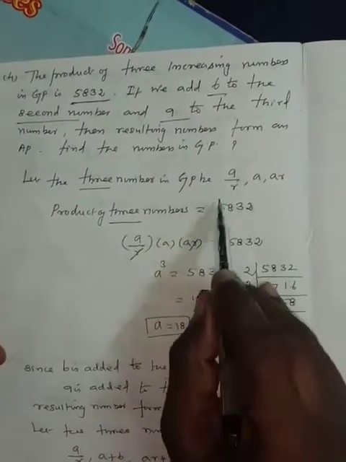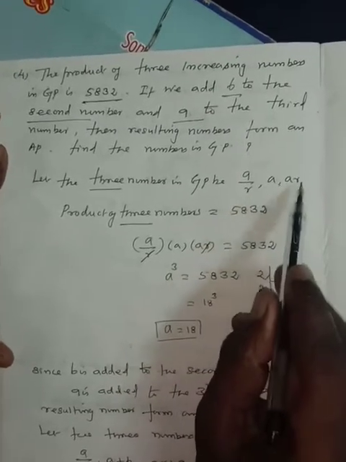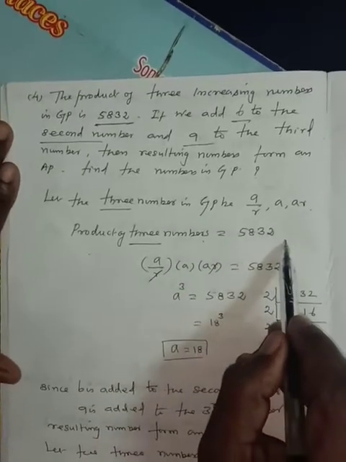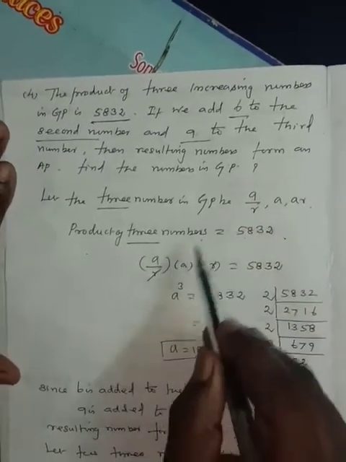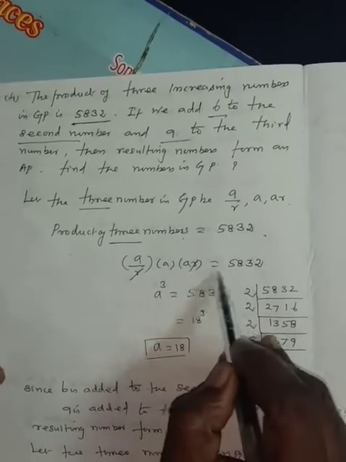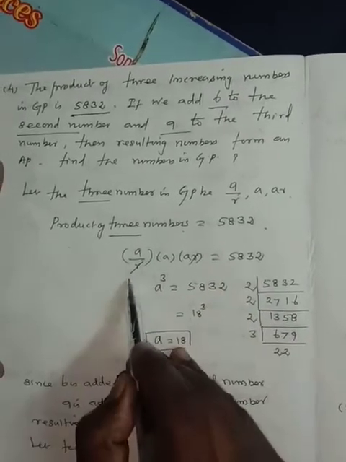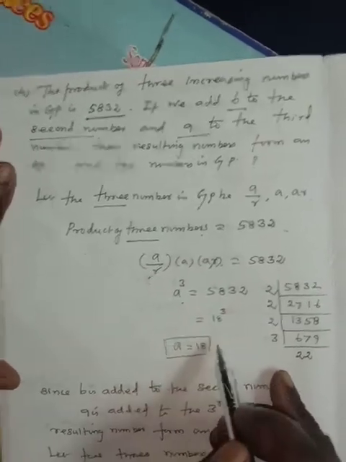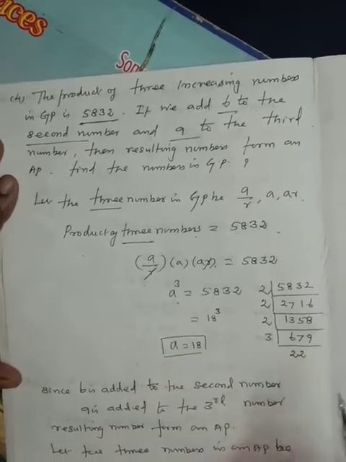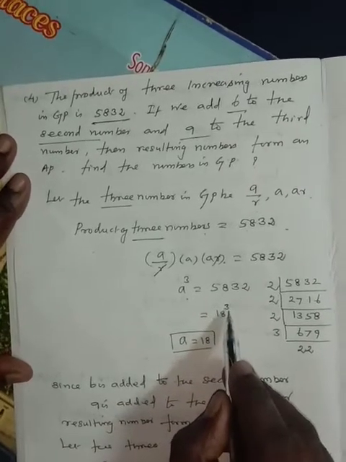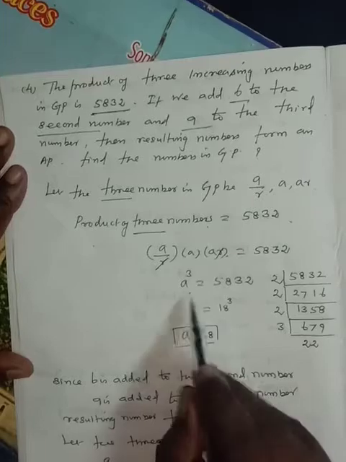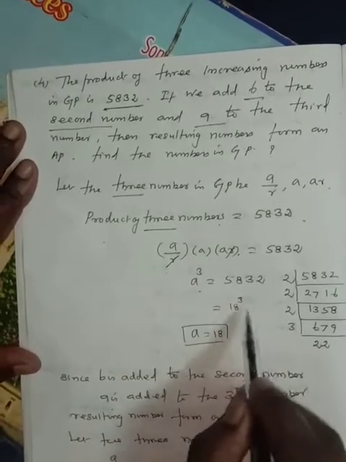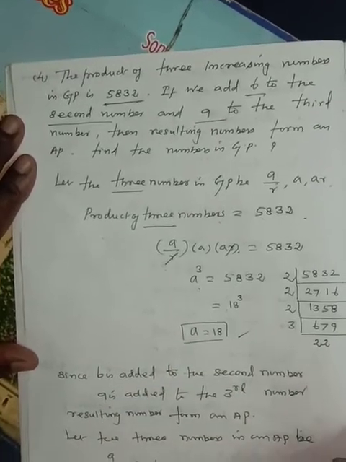Let the three numbers in the GP be a by r, a, ar. The product of the three numbers is already given, 5832. Take the product: a by r into a into ar is equal to 5832. Cancelling r, we get a power 3 is equal to 5832. 5832 is 18 power 3, so 18 power 3 is equal to a power 3. The powers are equal, therefore the numbers are equal.